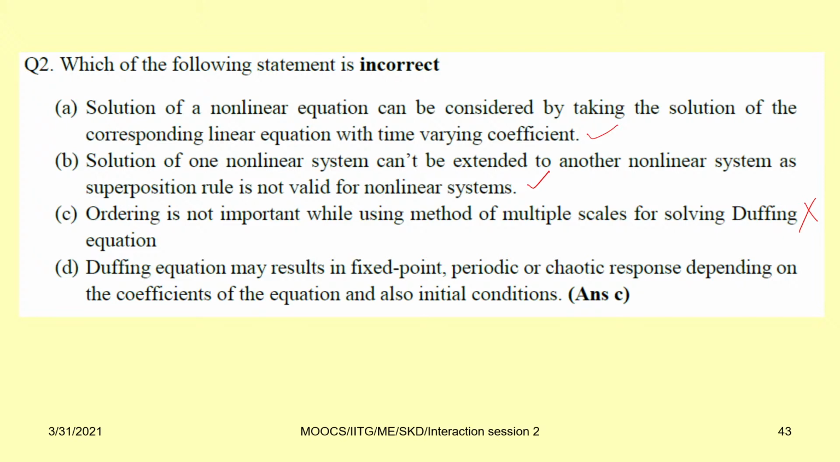So in that case, you may get a wrong result. For a weak nonlinear system, you cannot take the equation of a strong nonlinear one, because your resonance conditions will be different. So that's why this option is not correct. The Duffing equation may result in fixed point, periodic, or chaotic responses depending on the coefficients of the equation and also the initial conditions.